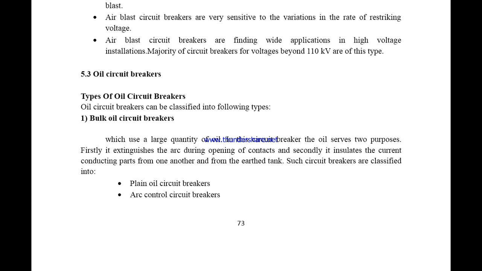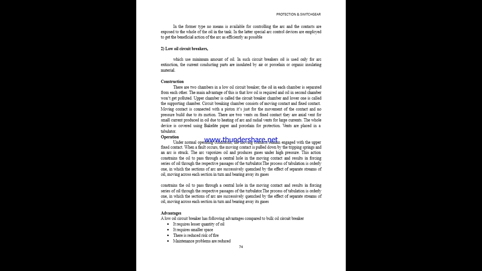Next, while considering oil circuit breakers, there are different types, namely bulk oil circuit breakers, which use a large quantity of oil. In this circuit breaker, the oil serves two purposes: one is arc extinction, and the other is insulating the current conducting parts from one another and from the earthed tank. Such circuit breakers may be classified into plain oil circuit breakers and arc control circuit breakers.